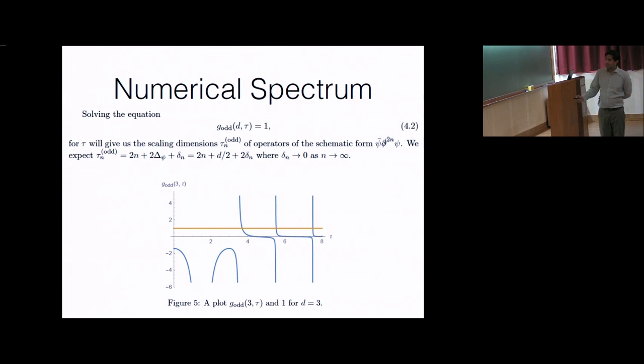And you'll get an infinite tower of operators, parity even and parity odd operators, and you expect, for example, for the odd operators, you expect their scaling dimensions to be 2n plus d by 2 if it was just a free theory, where d by 2 is the scaling dimension of the fermions, and 2n would be from the derivatives, but there'll be some amount larger than that from interactions, delta n.